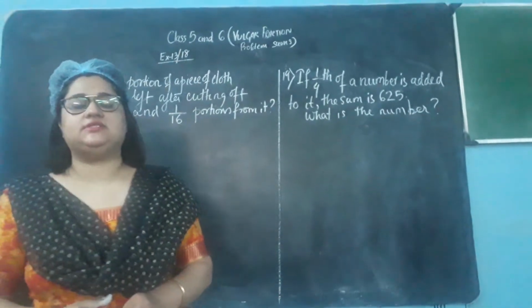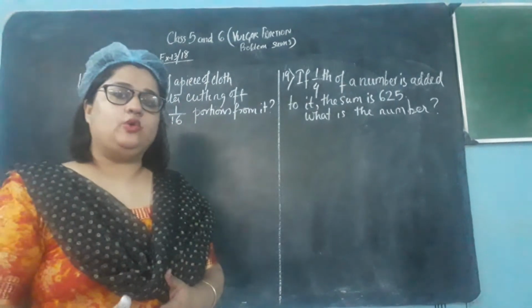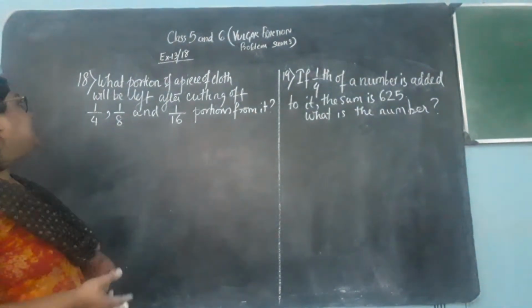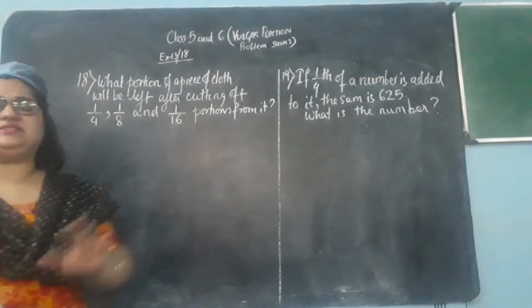Class 5 and class 6, we will be continuing. We are going to be over with the problem sums of vulgar fractions. This is sum number 18. I will do 18 and 19 side by side.